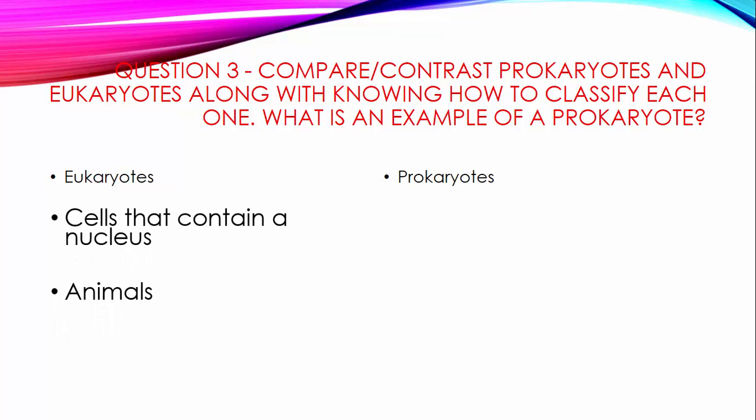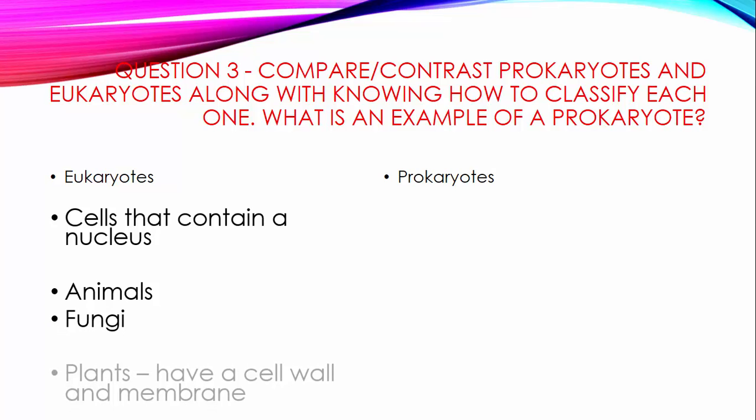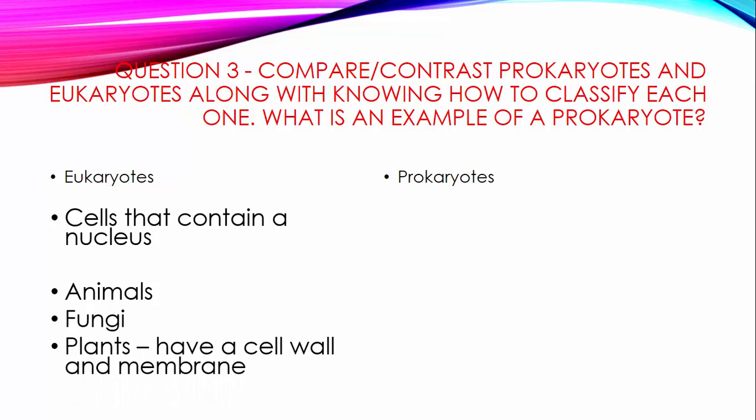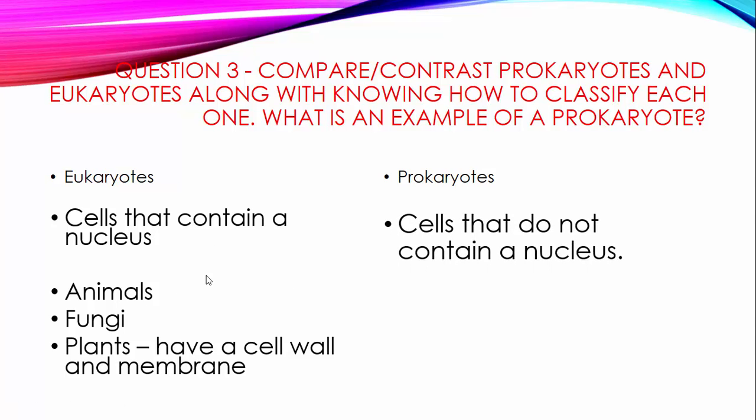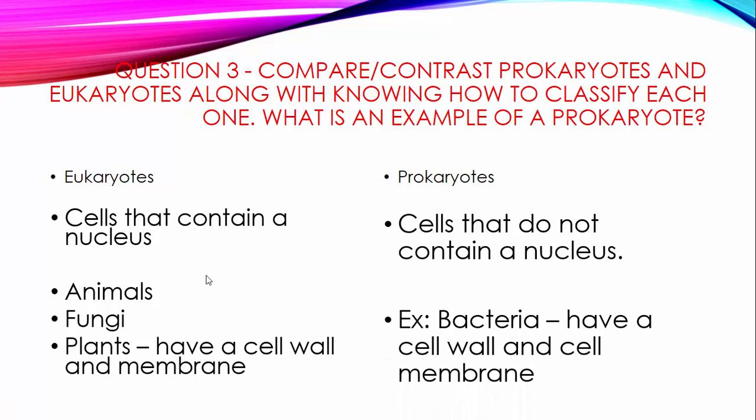In some examples that we talked about in class, animals are eukaryotic. Fungi, like mushrooms, are eukaryotic. Plants are eukaryotic. They also have a cell wall and a membrane. Animals do not have a cell wall. Prokaryotes are cells that do not contain a nucleus, and we talked about bacteria, and they have a cell wall and cell membrane as well. So that's it for that one.